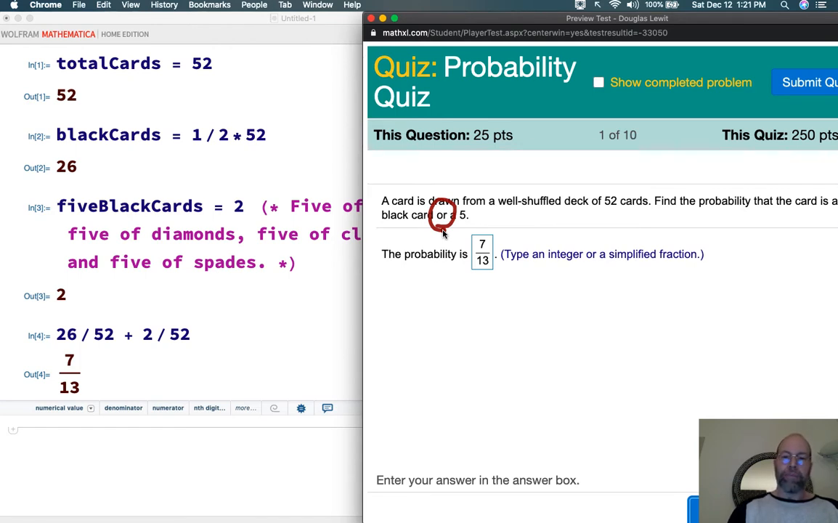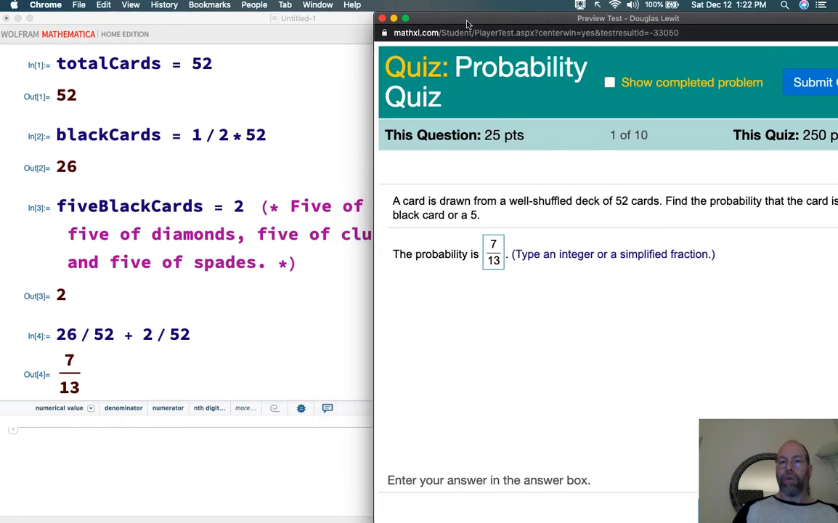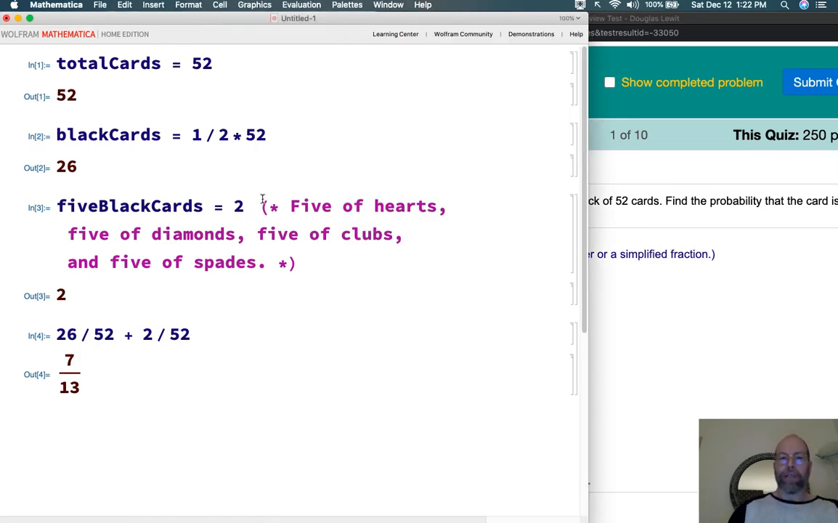One second. Yeah, because it is simple addition. This is or. So what is the probability? Find the probability that the card is a black card or a five. Or a five. Okay, and I see what's happening here. Now I understand what's happening here.